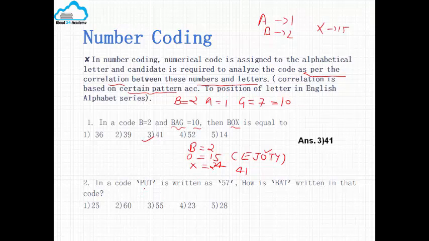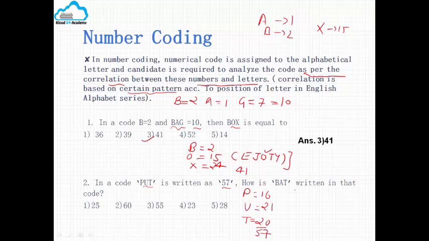And next question, in a code PUT is written as 57. How is BAT written in that code? So it is again similar to question 1. 57 must be the sum of the alphabetical positions. Let's check. P is at position 16. U is at position 21. T is at position 20. How? With the help of this IJOT. So the total comes to 57.